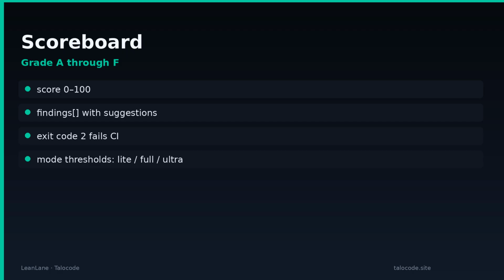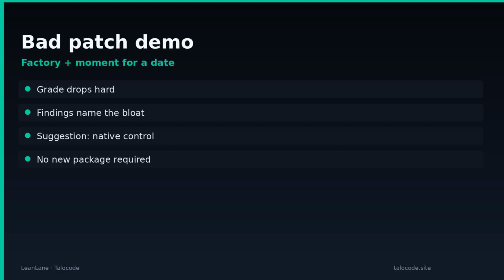Example of a bad patch: add a date picker factory class and a moment dependency for a simple date field. Score drops. Findings call out abstraction names and heavy libraries. Suggestions point back to native controls and no new packages. You can also pass a patch file with --file, or raw text with --diff.